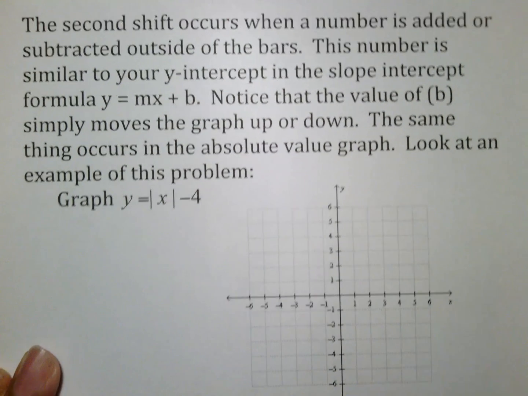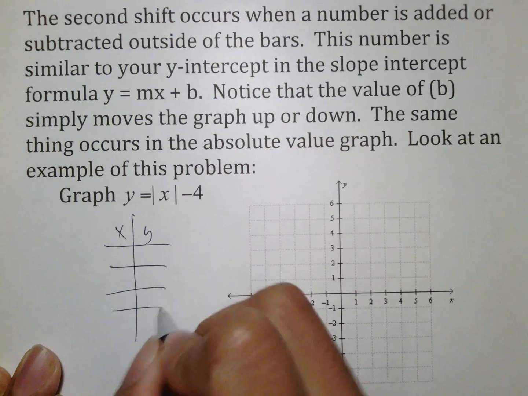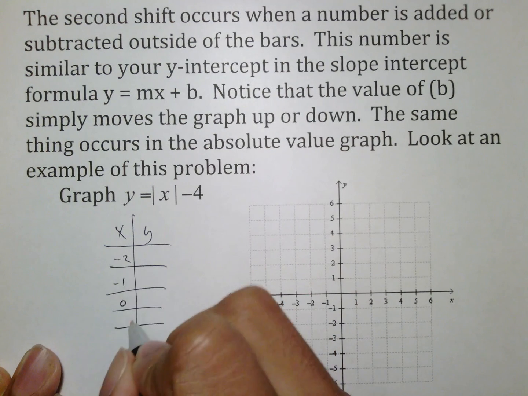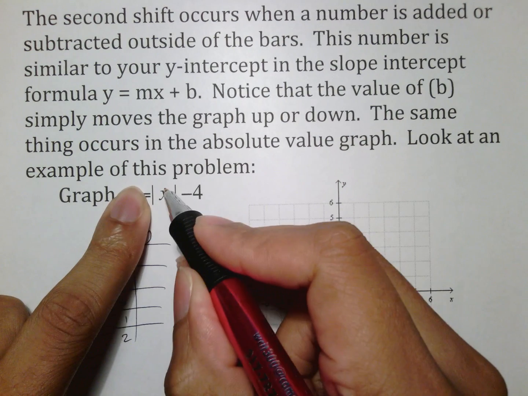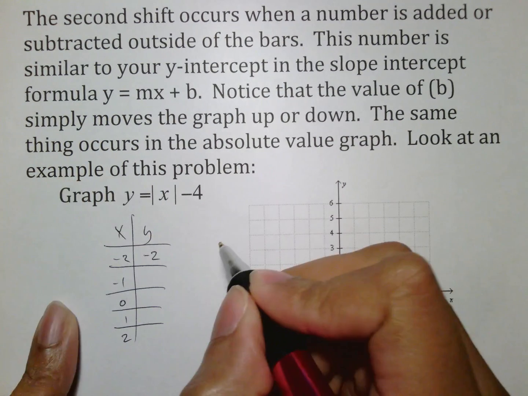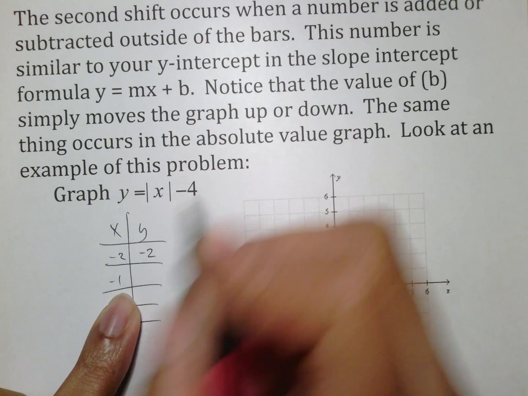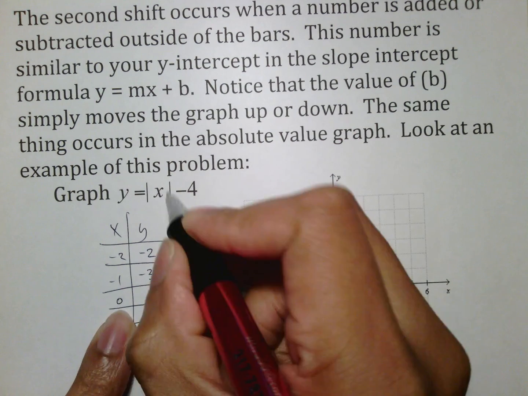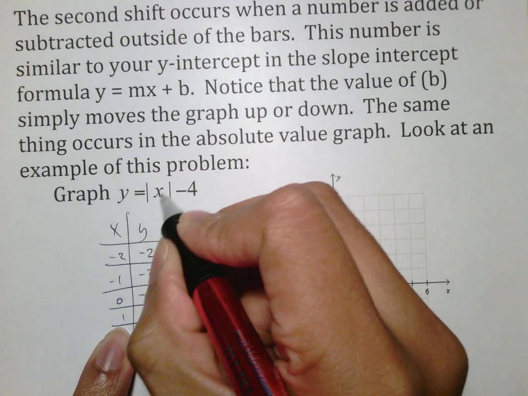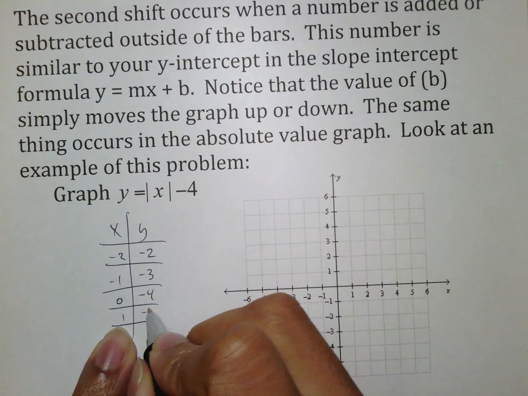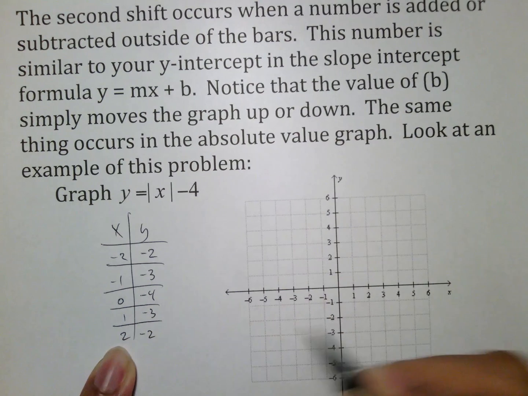Let's see what happens when we do our xy chart. -2, -1, 0, 1, 2. Again, putting -2 in here makes the answer 2. 2 minus 4 is -2. Putting -1 in here makes the answer 1. 1 minus 4 makes -3. 0 minus 4, of course, is -4. 1 put in here makes the answer 1. 1 minus 4 is -3. And 2 in here makes the answer 2. 2 minus 4 is -2.